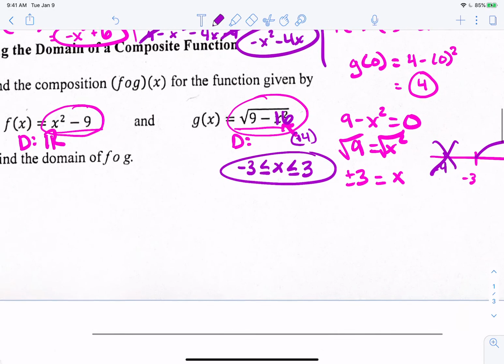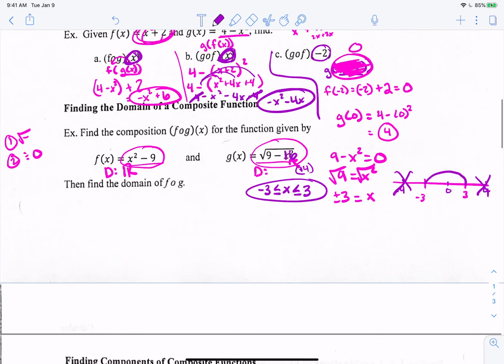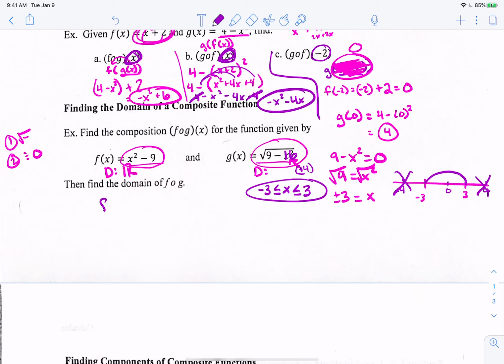Now we have to find the domain of f composed of g. So I want f composed of g of x. I always rewrite it like this because it helps my brain think about what we're doing. We're plugging g into f. So instead of x squared minus 9, I put the inside stuff on the inside: 9 minus x squared.